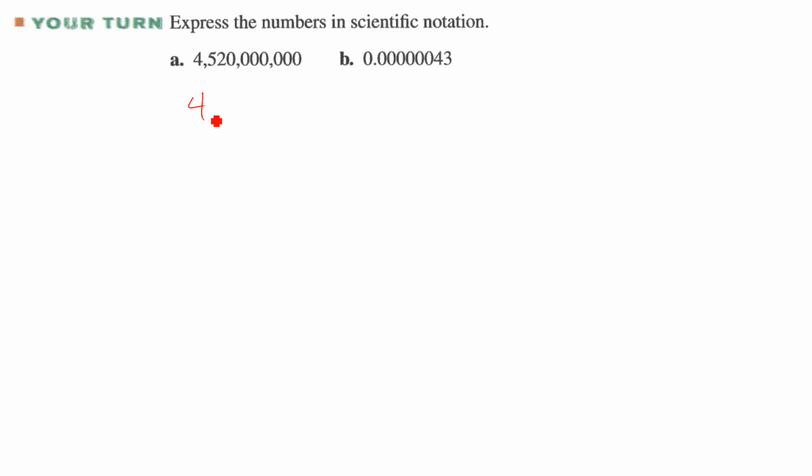All right, hopefully you got 4.52 times 10 to the 1, 2, 3, 4, 5, 6, 7, 8, 9. And the second one, we're going to say 4.3 times 10 to the negative. We're going to a small number, 2, 3, 4, 5, 6, 7.